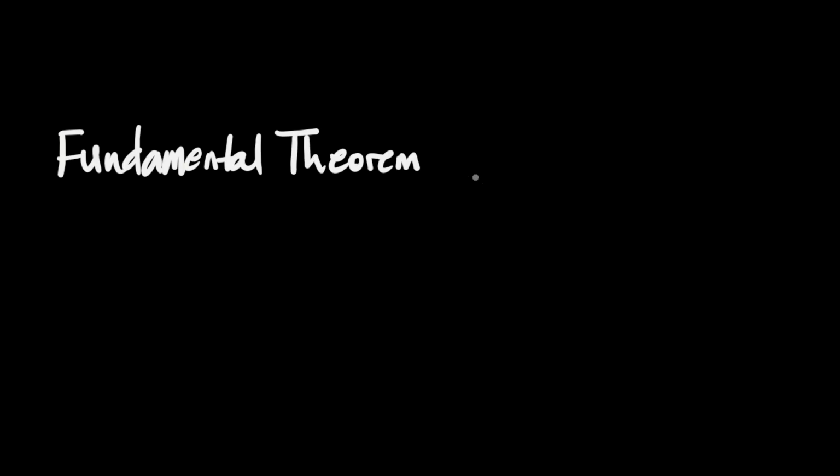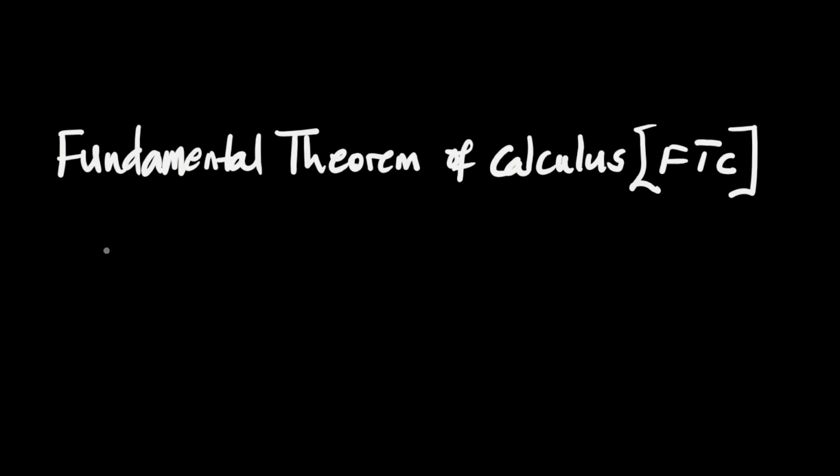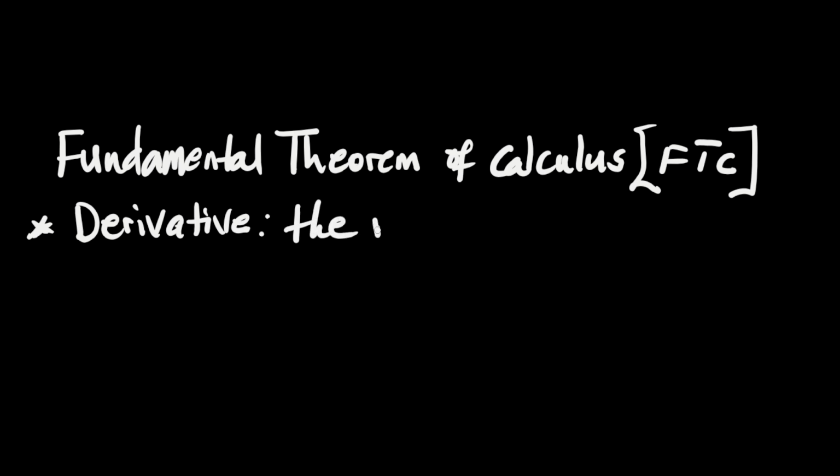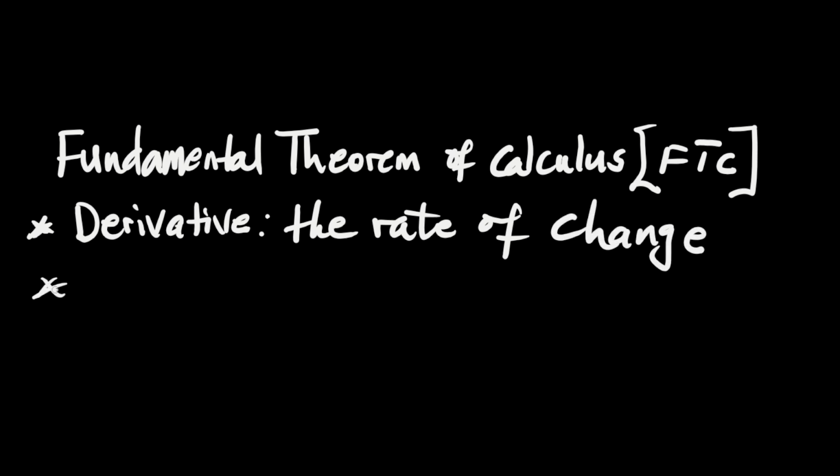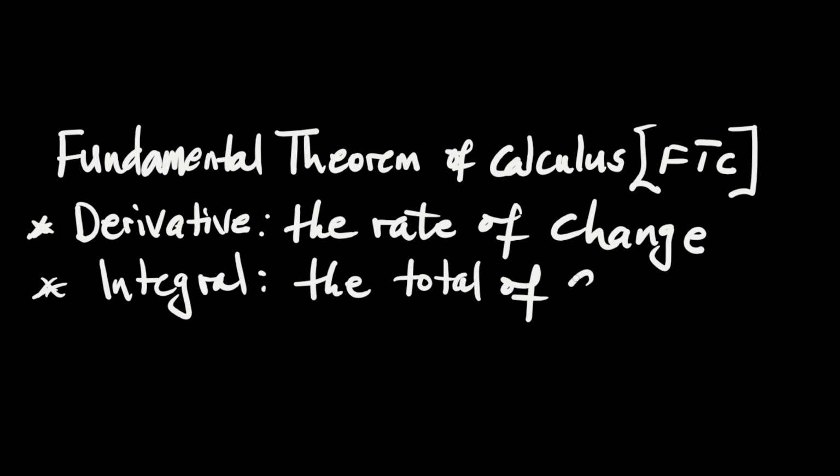Fundamental Theorem of Calculus. The Fundamental Theorem of Calculus has two main ideas that we should look at. One, derivative, which is the rate of change. Two, integral, which is the total of accumulation. Before we go into formulas, let's understand the idea. The derivative is the rate of change, while the integral is the total of accumulation.